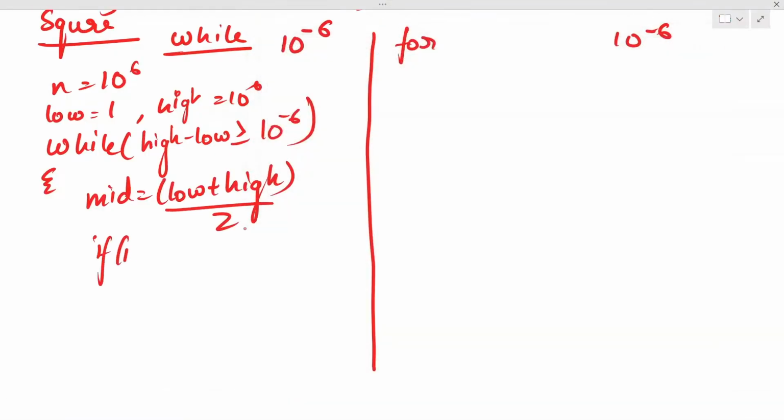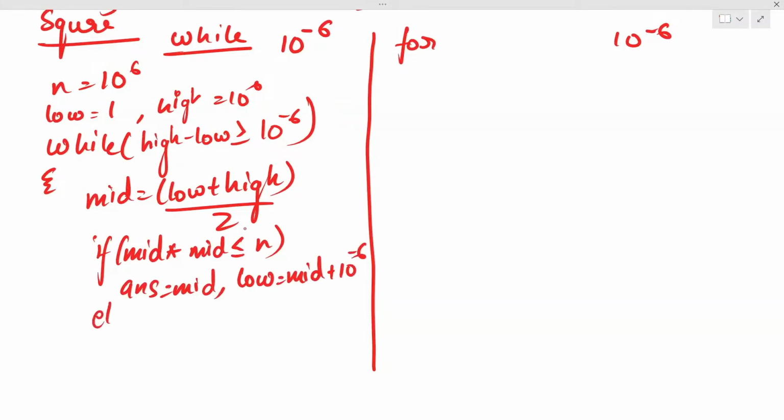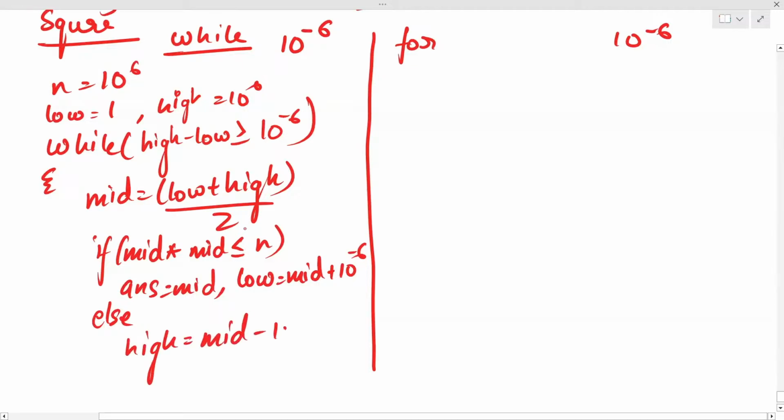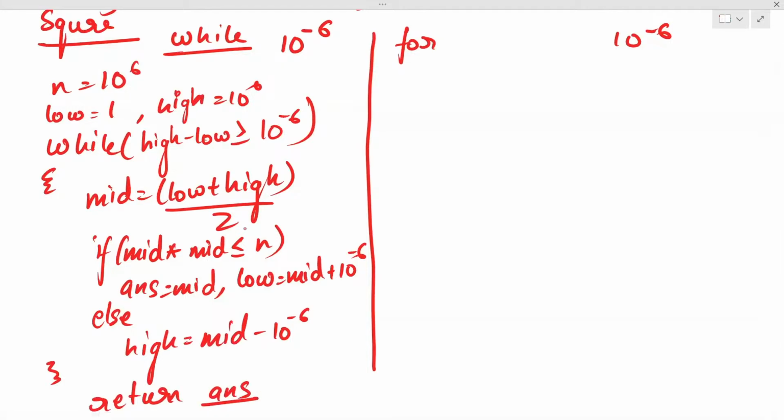Now, if mid into mid is less than or equal to n, I'll say that my answer is at least mid, and low is now equal to mid plus 10 to the power minus 6. Otherwise, else I'll say my high is now mid minus 10 to the power minus 6. Finally, I can return my answer. This is the square root of this n, which I had in input. Okay, is this clear to everyone? So here we are not iterating that for loop.